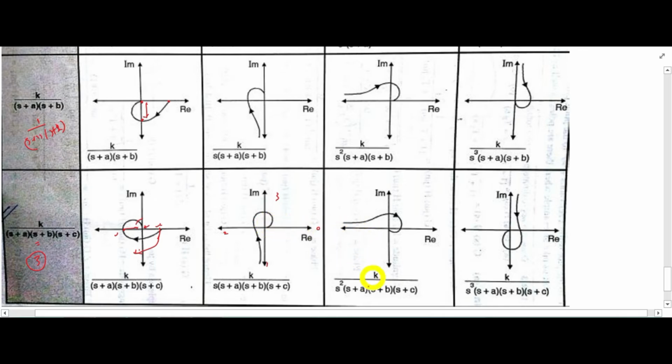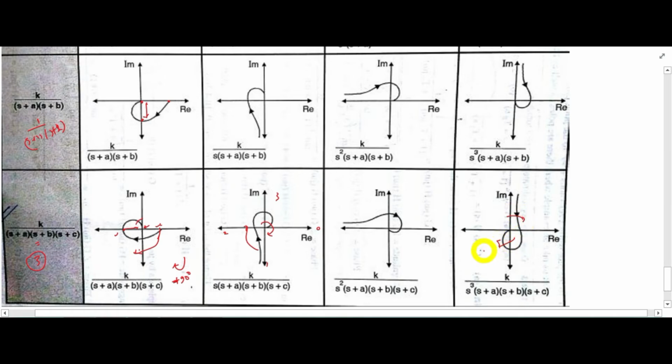Similarly, now we see the difference between these two plots. When we add s, meaning there is one pole at the origin, our plot shifts another 90 degrees in the clockwise direction, which becomes minus 90 degrees in total. Clear? Similarly, if we add another pole at origin, our plot again shifts 90 degrees in the clockwise direction. If we add another pole at origin, what happens? Our plot again shifts 90 degrees in the clockwise direction.